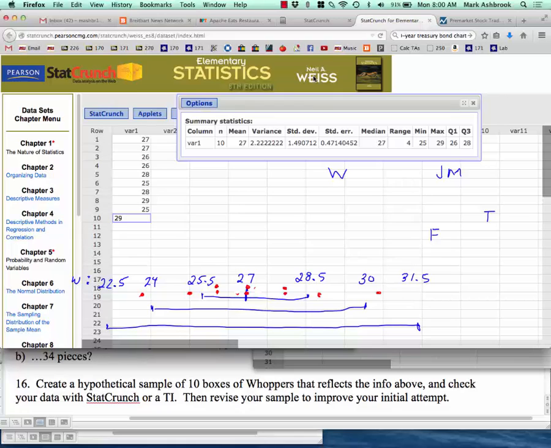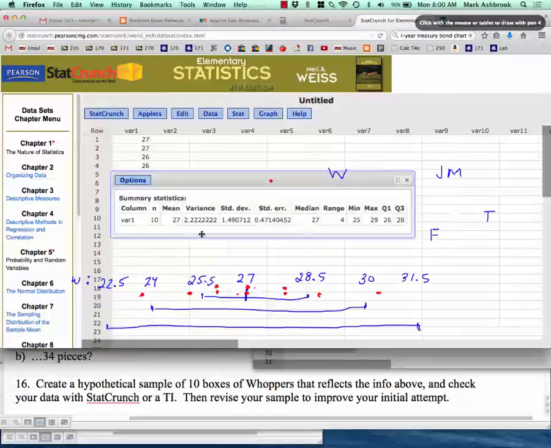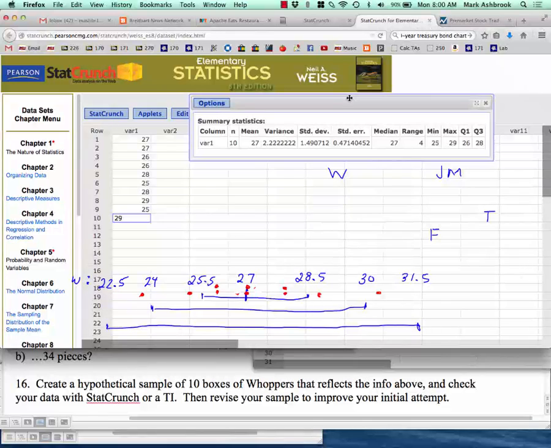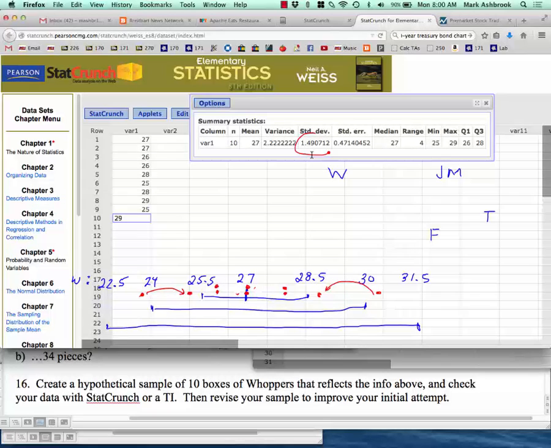So all we did was make that data a little bit more crunched together by pulling those outside ones in. So we pulled this one in here, took that one and made it 25, and took this one, 31, and made it 29, and then we got it. I mean, that's really close. You wouldn't have to go any further than that.